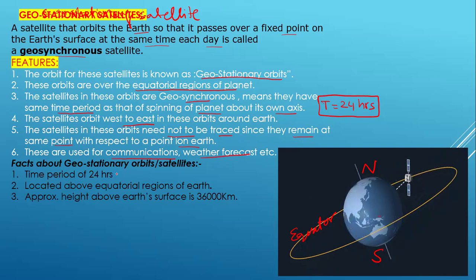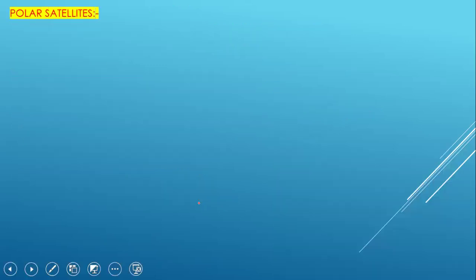These are used for communication and for weather forecasting. Well, the fact is the time period for the geostationary satellite should be the same as the spinning time period of the planet or Earth. In case of Earth, it is 24 hours. It is located above the equatorial regions. This is very important. And their approximate height is 36,000 kilometers above the surface of the Earth.